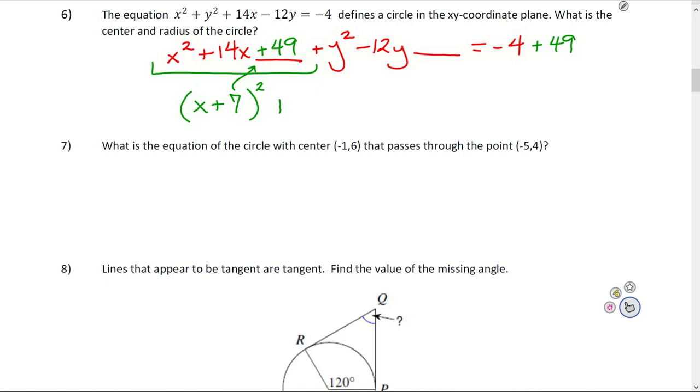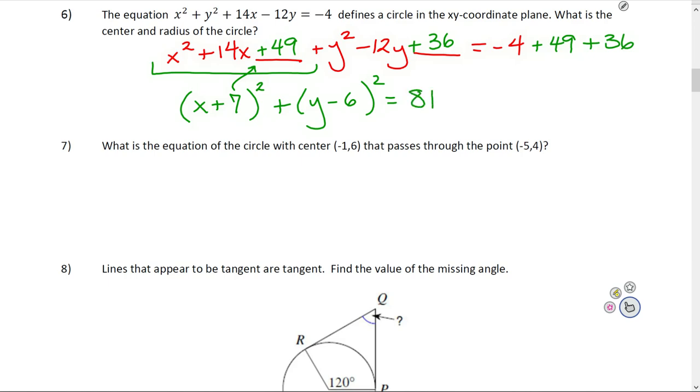Let's see that again for y. So I have y here. Half of negative 12 is negative 6. Negative 6 squared is negative 6 times negative 6, which is a positive 36. And then to balance, I'll put plus 36 on this side as well. Now, negative 4 plus 49 plus 36 is 81.